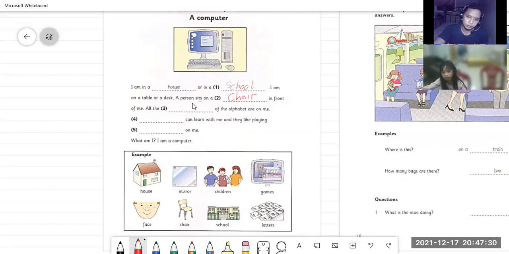All the letters of the alphabet are on me. Letters. Can you say letters? Letters. Okay. All the letters of the alphabet are on me. Can you read? Can you say? All the letters of the alphabet are on me.